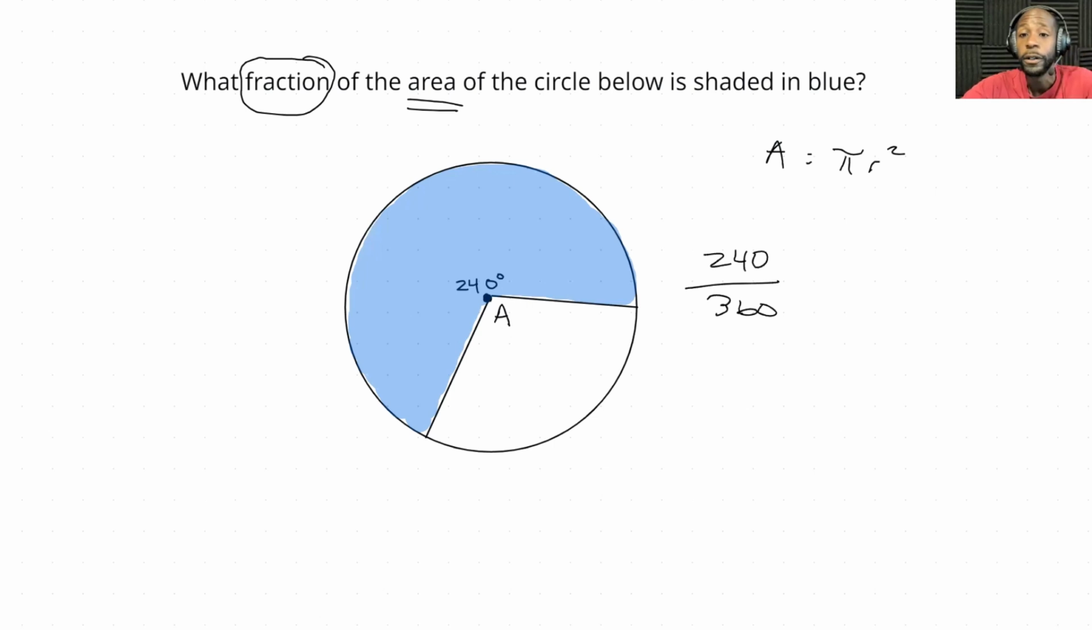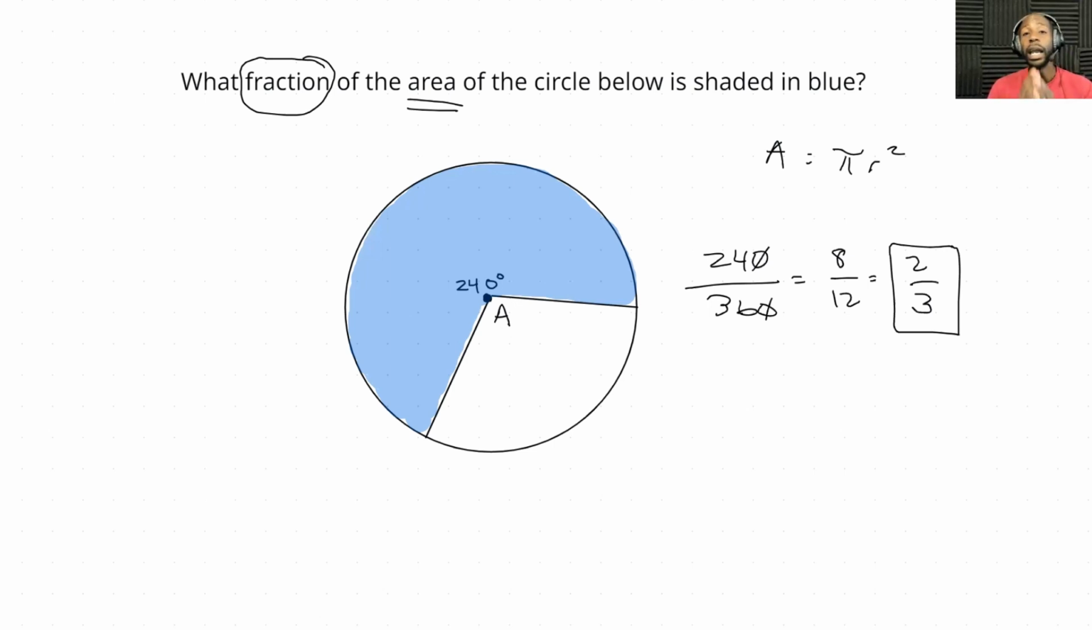Hopefully that makes sense. So let's reduce this. Those zeros can go away. And then 24 and 36 can both be divided by 3. 24 divided by 3 is 8. 36 divided by 3 is 12. So we can go further. I guess I could have divided both of these by 12. It's okay. Divide the 8 by 4, and that gives you 2. 12 by 4 is 3. So the fraction of the area of the circle that's shaded in blue is 2/3.